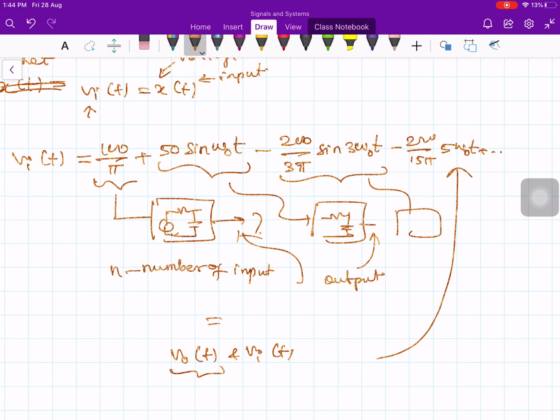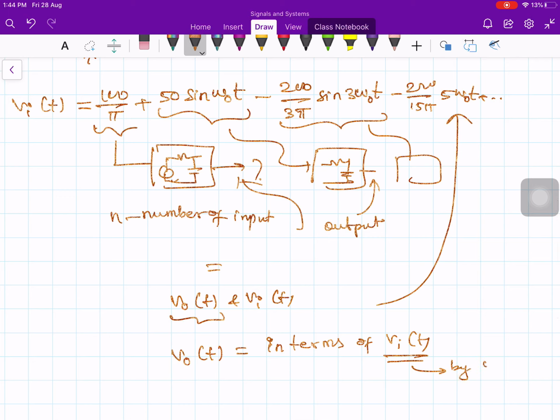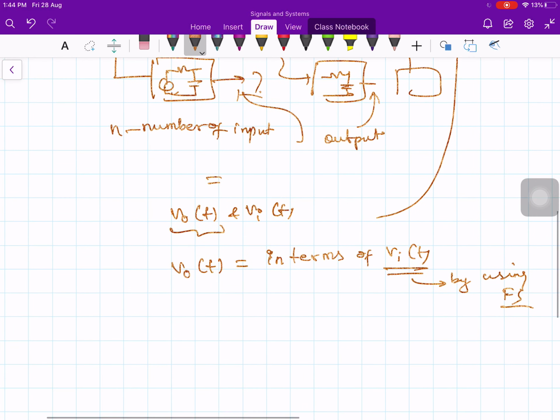Now we need to express V naught of t in terms of Vi of t. This Vi of t is given by using Fourier series, so that is given to us. Now let us find the relation. If you recall from the previous lectures, the output V naught of t is equal to H of j omega times Vi of t.